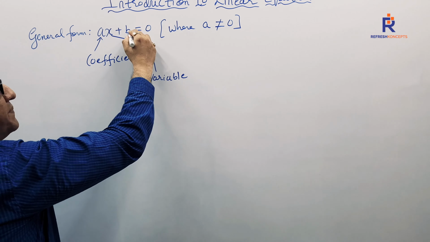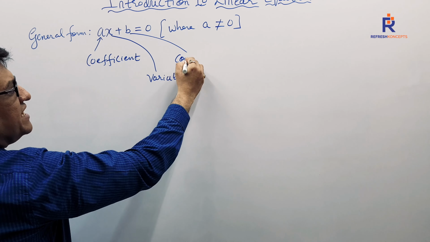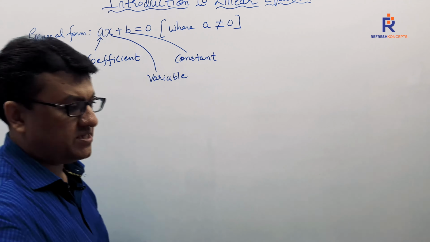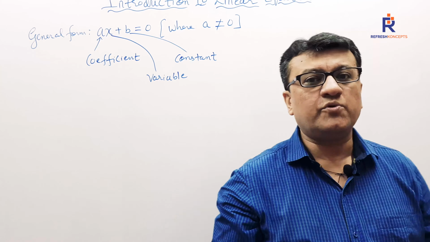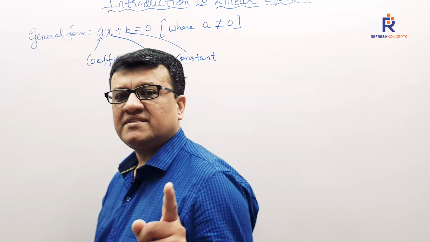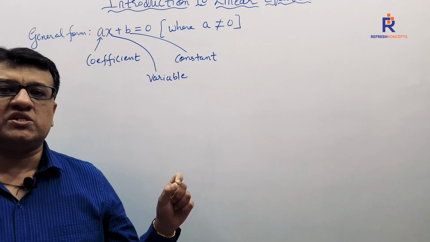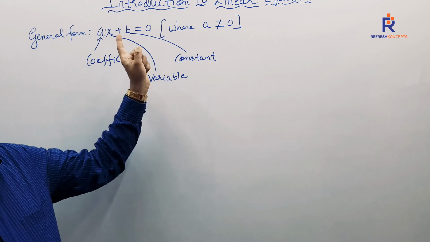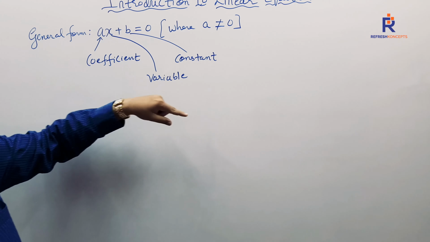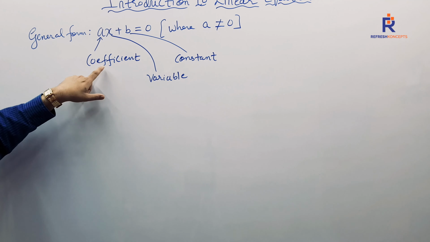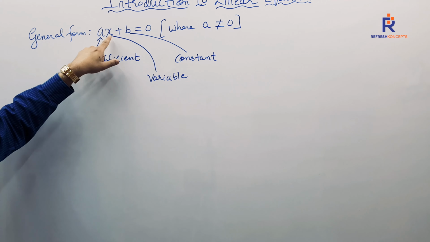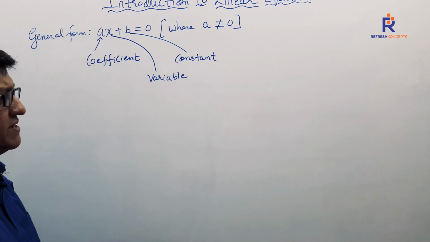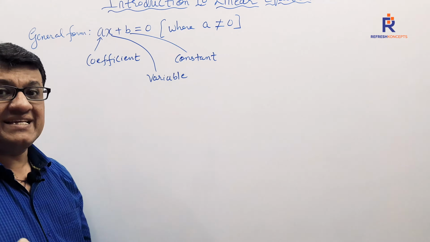Then what is b, sir? B is any constant. So what exactly is a linear equation? A linear equation in one variable is when we have an equation ax plus b equals 0. The condition is that a should not be equal to 0. A is the coefficient of variable x, x is the variable, and b is any constant. Now my children must be wondering why this is termed as linear.